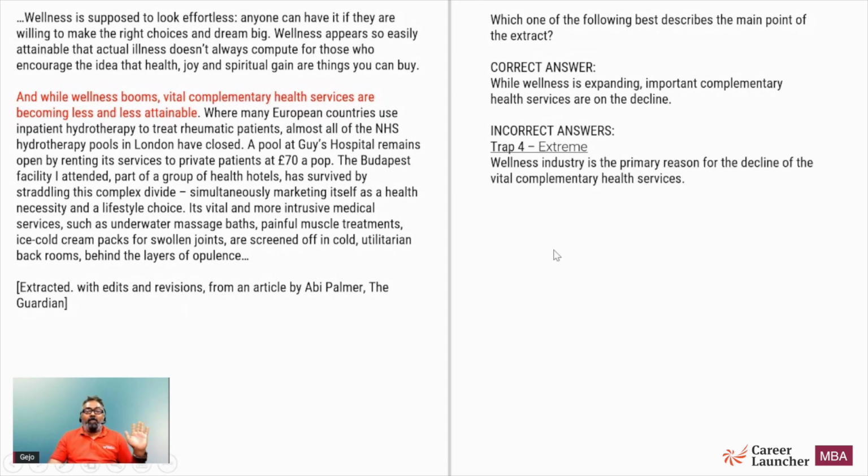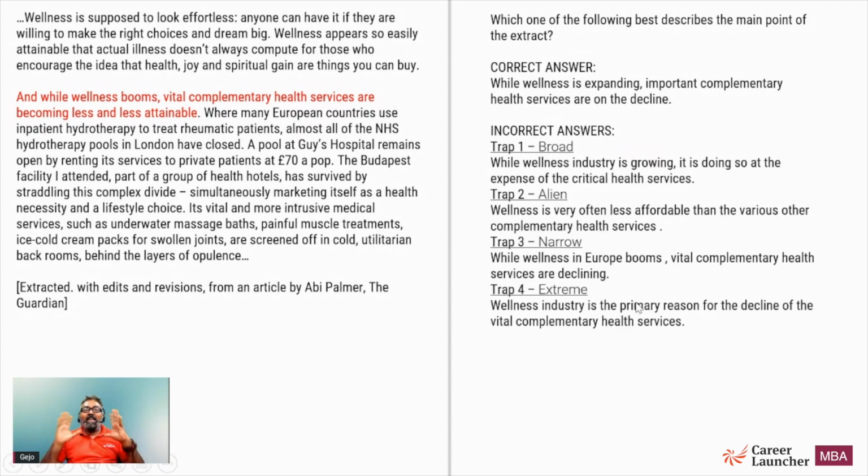So if he creates something like this, wellness industry is the primary reason for the decline of vital complementary health services. First of all, the decline is not blamed on wellness. The author has not done that. One has increased, the other has decreased. That's all the author is saying. The author has not said that the wellness industry is at fault, at least here. But the author has also not said primary. Now, primary is definitely wrong. That's a trap. Simple traps. Now, what we can do is these uncertain traps: broad, alien, narrow, extreme, bane. Simple.